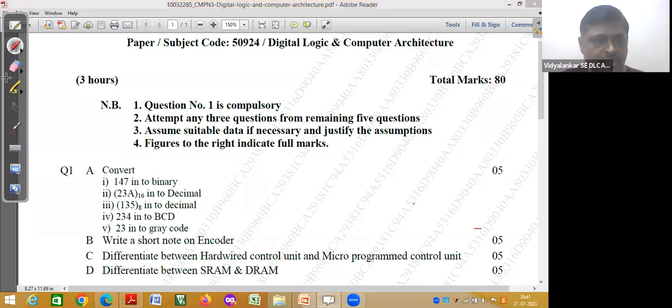Observe it. 147, convert 147 in binary. See this. Then convert 23A in decimal. Convert 135 octal in decimal. 234 in BCD. तो इस question में से 4 आपको solve करने आना चाहिए after session 1. You should be able to solve this one. You should be able to solve second, third and fourth. So this is the type of questions you normally get in your final examination.